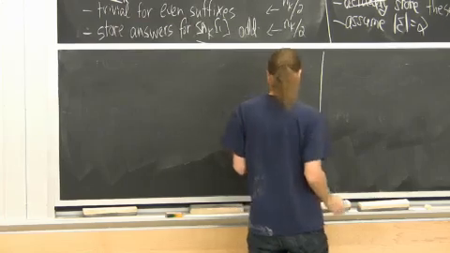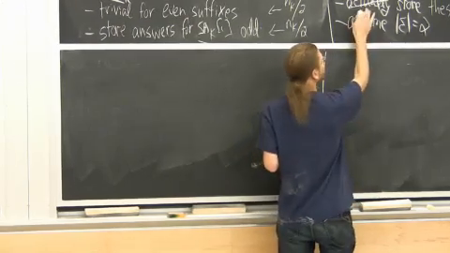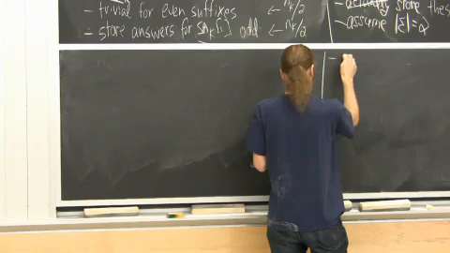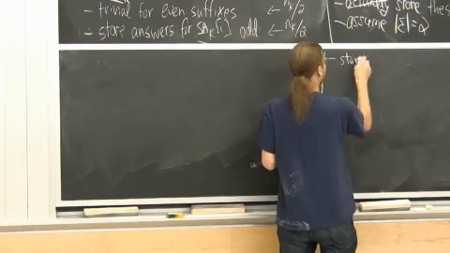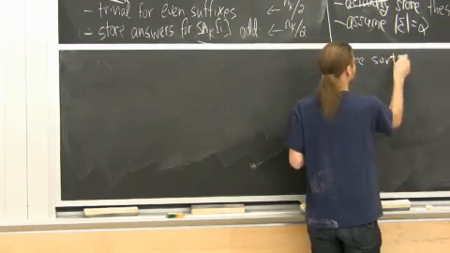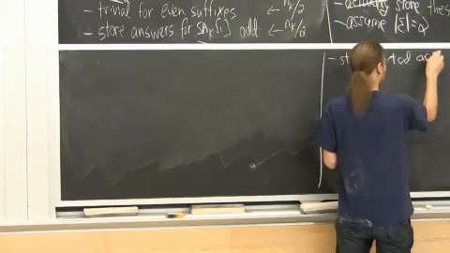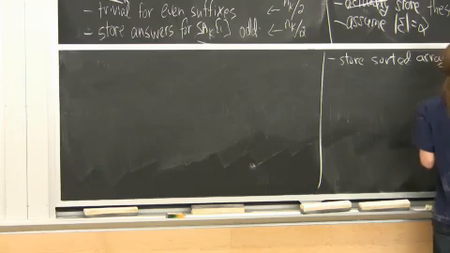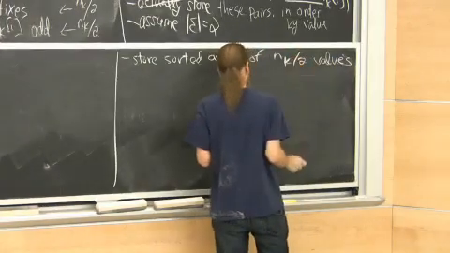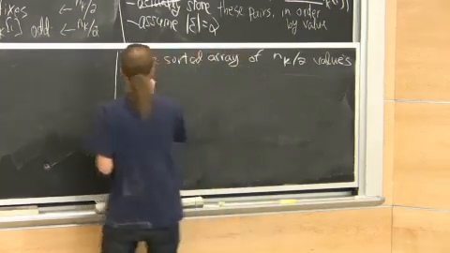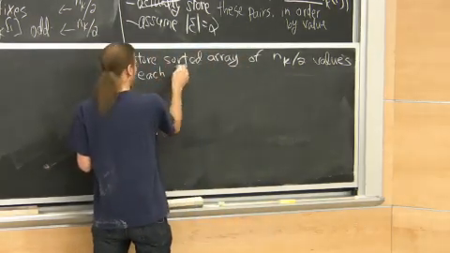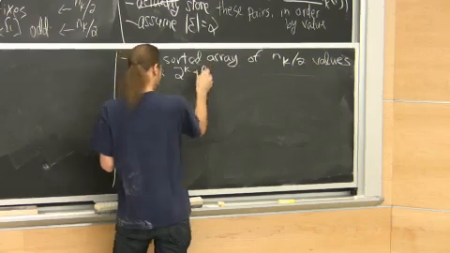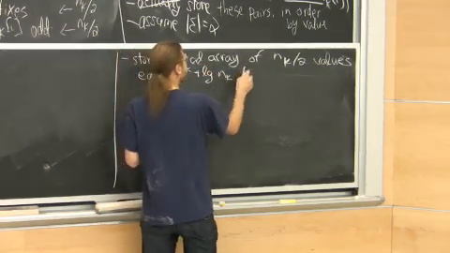So here we go. We're trying to store these pairs. So we're trying to store a sorted array of nk over 2 values. That's how many odd suffixes there are. And they're each 2 to the k plus log nk bits, I claim.